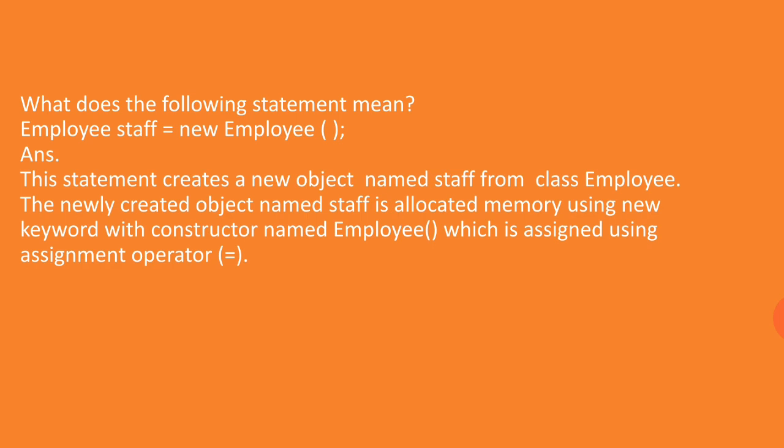So the answer will be this statement creates a new object named staff from class employee. The newly created object named staff is allocated memory using the new keyword with constructor named employee, which is assigned using the assignment operator, that is everybody knows single equal to sign.